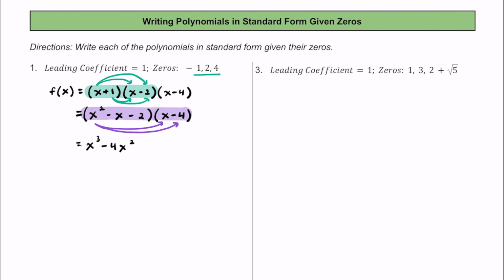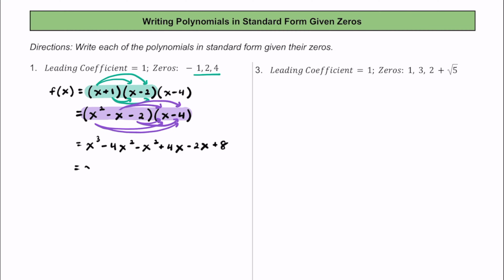Now going on to this negative x multiplied by x is going to be negative x squared. And then if we multiply this negative x by this negative 4, that's going to be a positive 4x. Finally, this negative 2 is going to multiply by this x. Negative 2 times x is going to be negative 2x. And then this negative 2 multiplied by this negative 4 is going to be a positive 8.